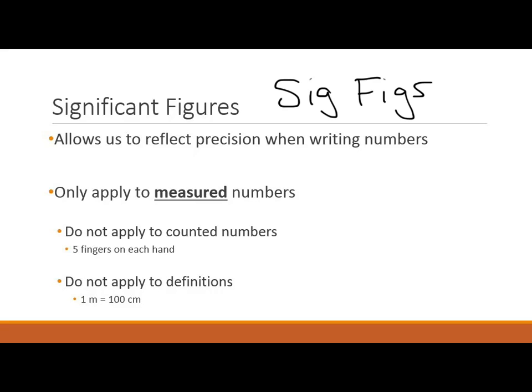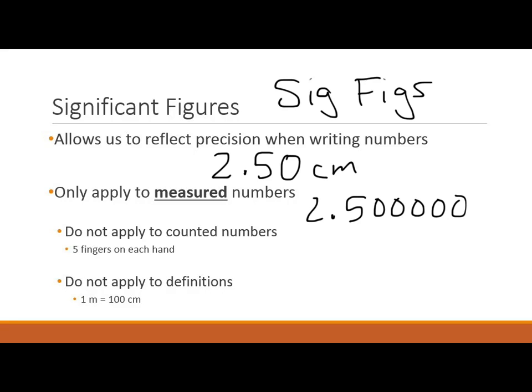They allow us to tell how precise a measurement is and not to underestimate or over-exaggerate the precision that we have. So for instance, if I were to measure something with a ruler, I might measure it as 2.50 centimeters. And that tells how precise my measurement is. I couldn't report it as 2.500000 centimeters, because that would imply that I have a much more precise measuring tool than I actually have.